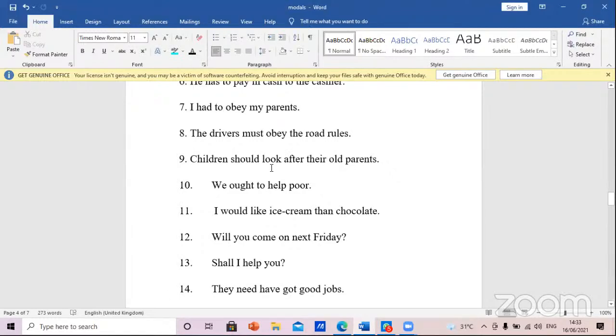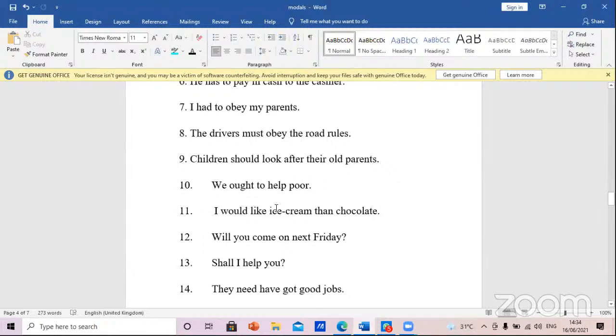We ought to help the poor. Right? Here we can use should, but not ought to, because it has moral value also. We ought to help the poor. That is our duty because we are human beings. So we have to help others. We ought to help the poor.